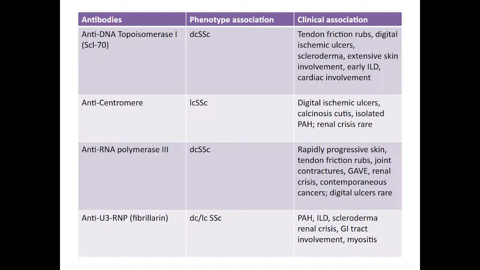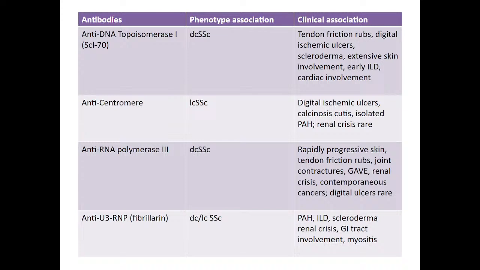So just to enumerate the various autoantibodies which are present in these conditions and their characteristic clinical associations. Anti-DNA topoisomerase 1, also known as Scl70, is typically associated with the diffuse cutaneous phenotype. It is associated with tendon friction rubs, digital ischemic ulcers, extensive skin involvement, early interstitial lung disease, and cardiac involvement. All those features are characteristically associated with diffuse cutaneous scleroderma, which in turn has this antibody.